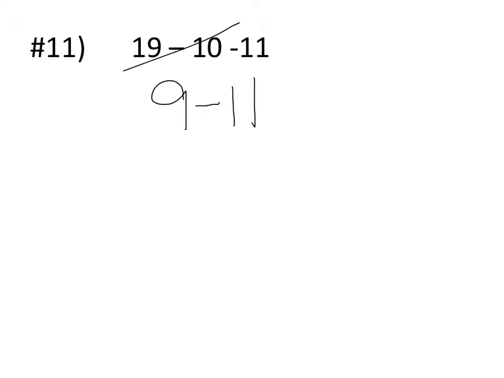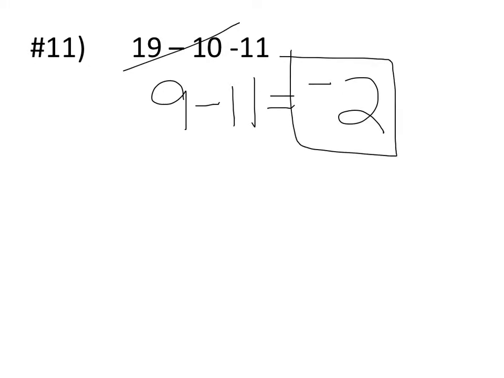Now 9 minus 11, they have opposite signs. 9 is positive, 11 is negative. So remember, we subtract just the numbers. So we get 2. 11 minus 9 is 2. And you take the sign of the larger number. 11 is the larger number, so we take the minus. Put the minus in front of it, and your answer is negative 2.